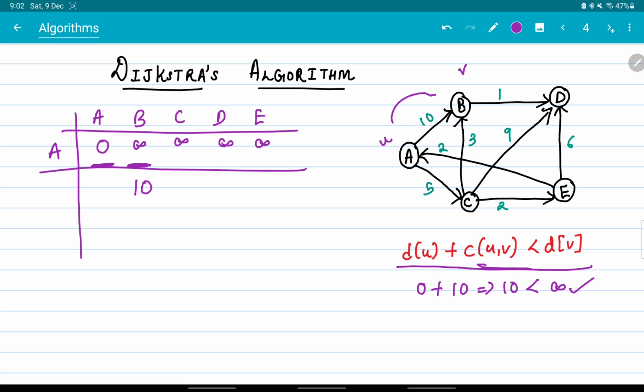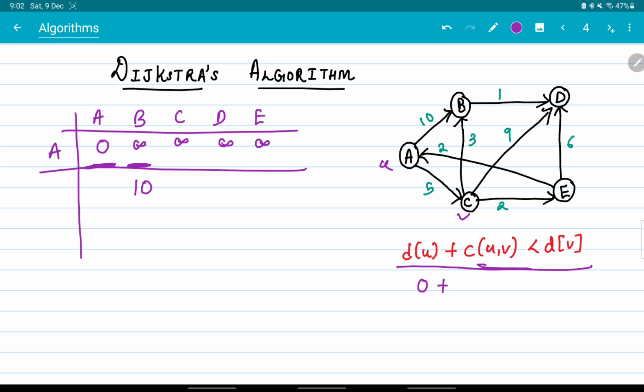So I have gone from A to B. That part is done. Now let me move from A to C. Okay, now A becomes U, C becomes V. Let me rub this. So now I'll take the distance of A. What is the distance of A? Distance of A is 0.